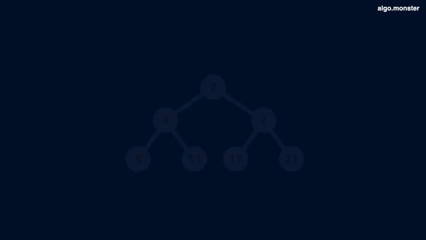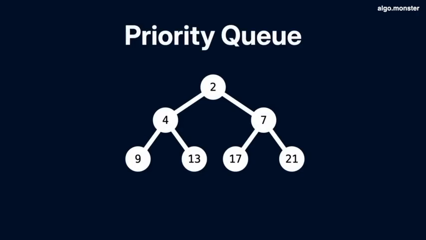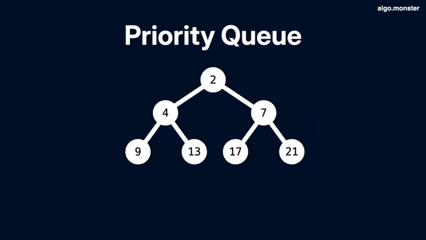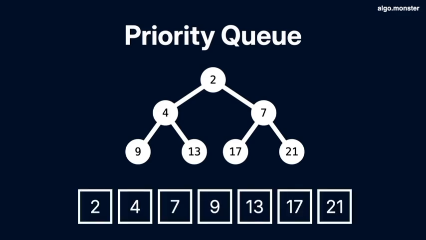Last but not least, we have priority queues, also known as heaps. A priority queue is a special kind of queue where elements are removed in order of priority, not just in the order they were added. Under the hood, priority queues are usually implemented as binary heaps, which are just binary trees stored in arrays.